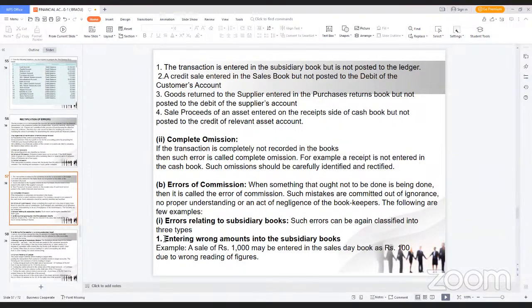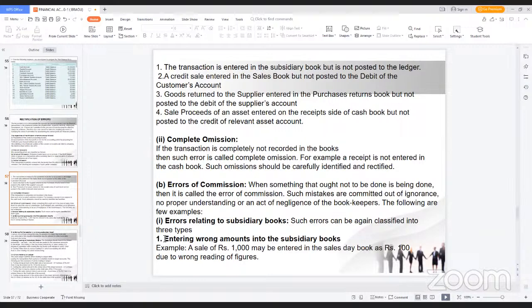Error of commission. When something that ought not to be done is being done, then it is called the error of commission. Such mistakes are committed out of ignorance, no proper understanding, or negligence. Negligence, that is a commission. Negligence of a bookkeeper. The following are a few examples.